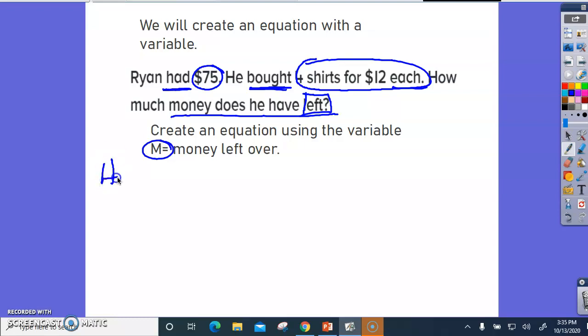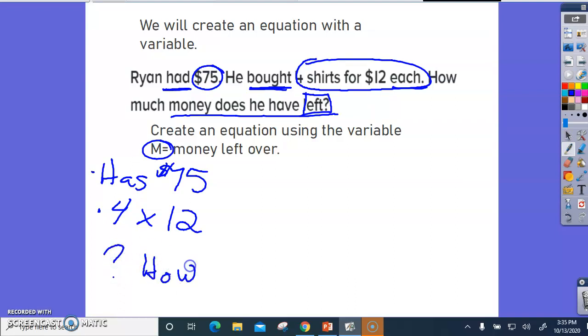He has 75. But then he bought 4 shirts for $12 each. So those are the 2 things that we know. We are looking for how much money there is left.